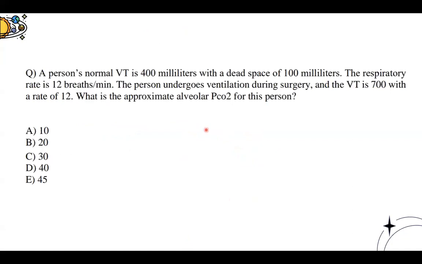A person's normal VT tidal volume is 400 milliliters with a dead space of 100 milliliters. The respiratory breath rate is 12 breaths per minute. The person undergoes ventilation during surgery and the tidal volume is 700 with a rate of 12. What is the approximate alveolar PCO2 for this person?